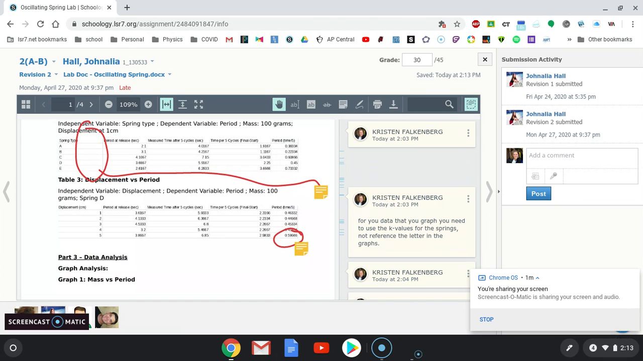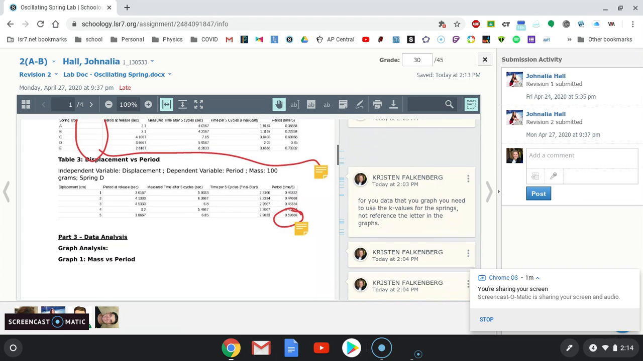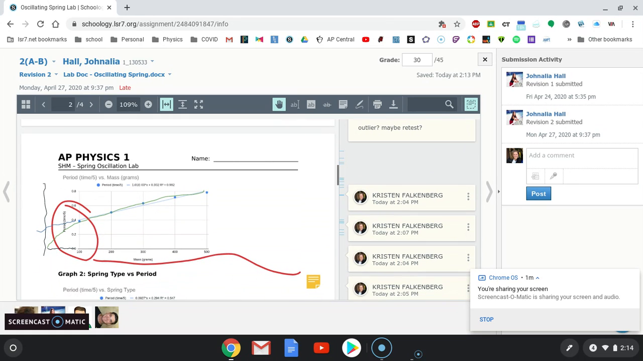On the displacement, you can see everything's about a 0.46, 0.46, 0.45, 0.45. It's a pretty small change. And then you got a 0.59. I'd consider that an outlier and maybe throw it out. Okay. And then we get into this.